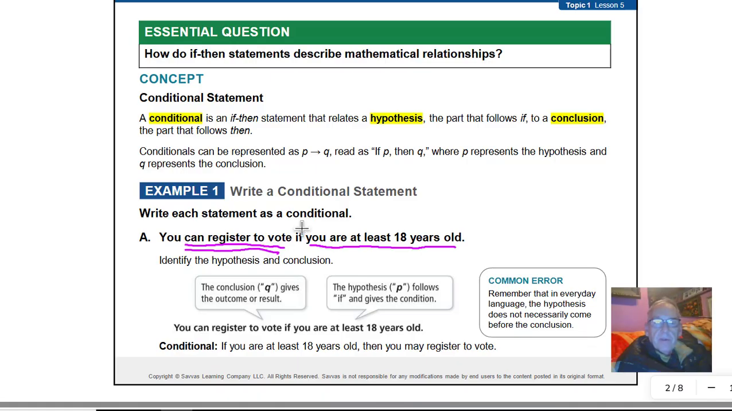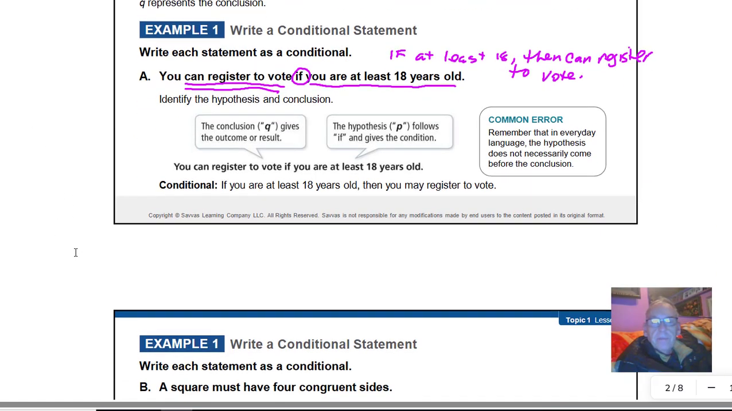Notice I found the if. So if you are at least 18, then you can register to vote. That might be one way of writing the if-then conditional statement that goes with this. What do they do down here? If you're at least 18 years old, then you may register to vote. So, part B.